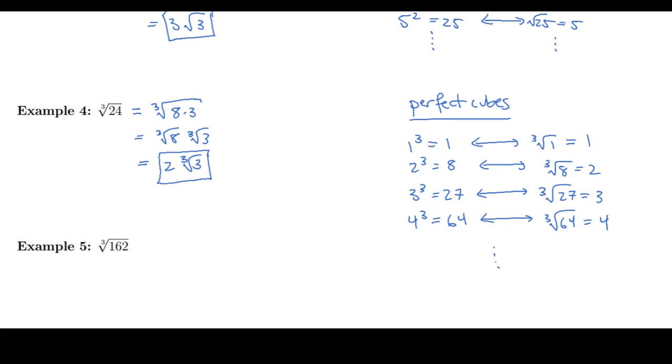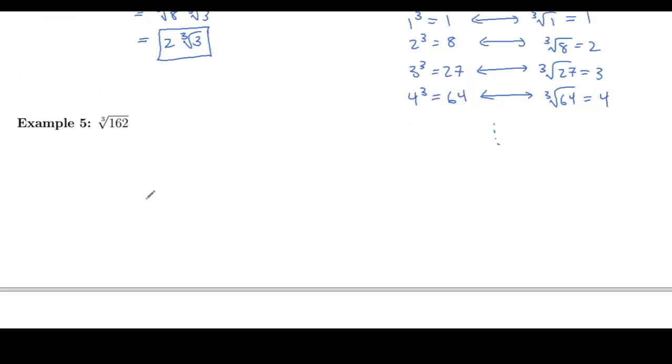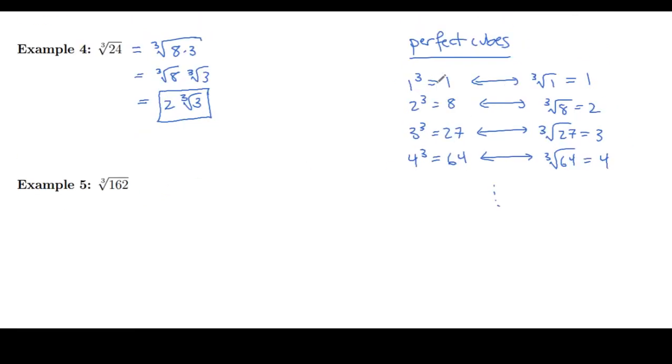So for our next one, we want to take the cube root of 162. What are the factors of 162? Now, if you don't immediately see that one of these perfect cubes is a factor, the factorization is actually unique. So what are some factors? Well, 2 is definitely a factor, right? So I could decompose this as 2 times what? That would actually be 81.